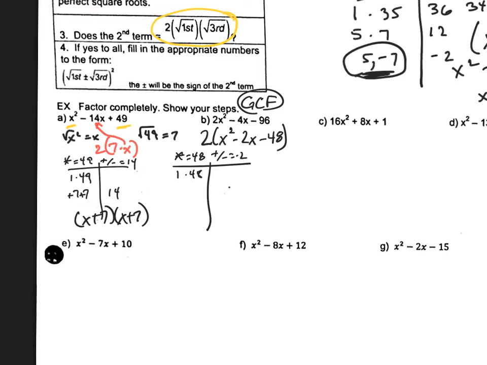So 1 times 48. Nope, that's going to be a 49 or a 50. 2 times 24. That's a 26 or a 22. 3 times 16. That's going to give us 19 if we add, and 13 if we subtract. 4 times 12. Nope. 16 and 8. I thought we were getting close. How about 6 times 8? There we go. If we make this -8 plus 6, then we'll get a -2. And so those are our numbers.